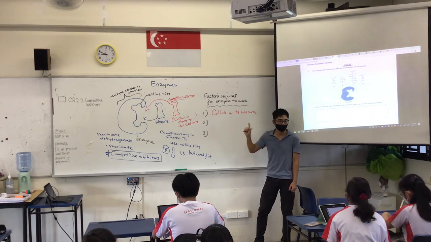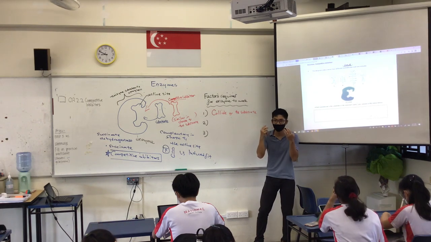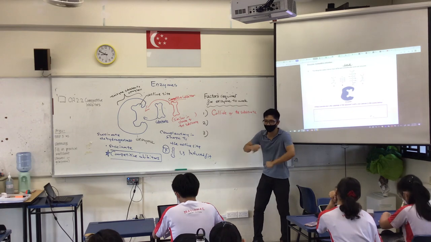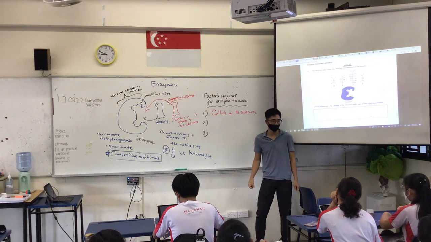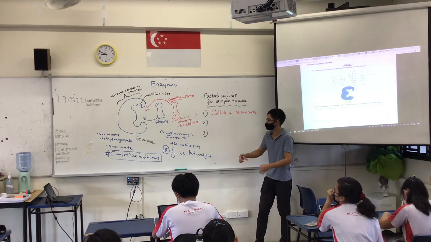This is all by chance. Enzymes do not have eyes. Substrates do not have eyes. They cannot see each other and say, hey, substrate's over there, let me run over there and bite onto you. It doesn't work that way. Everything happens by chance. They have to bump into each other by chance.